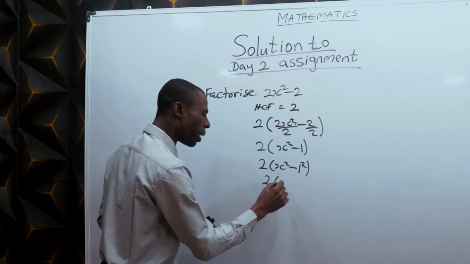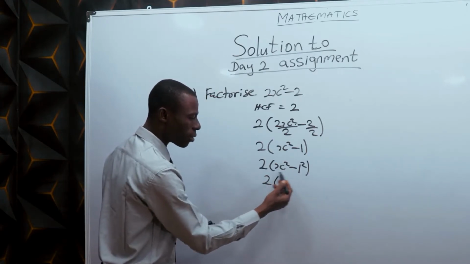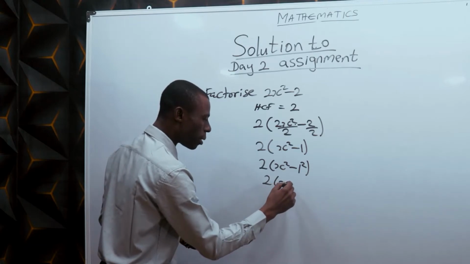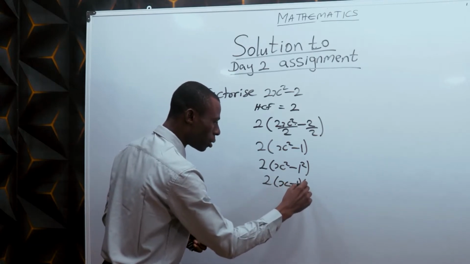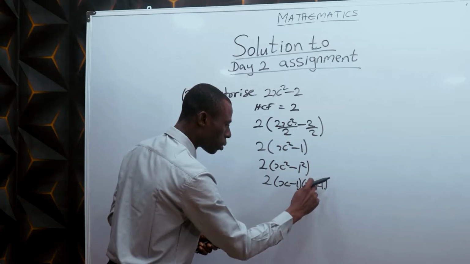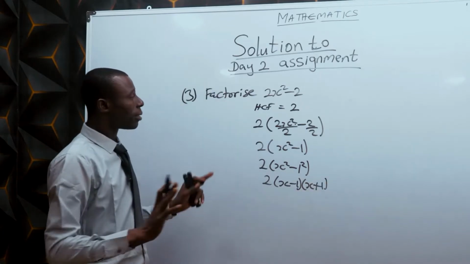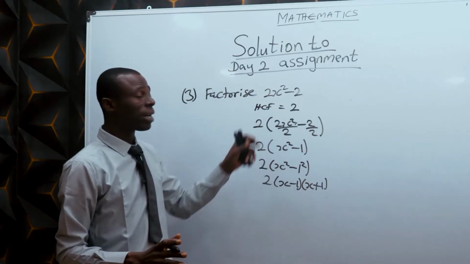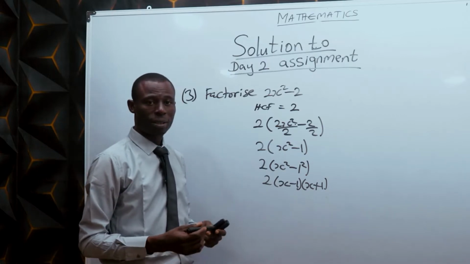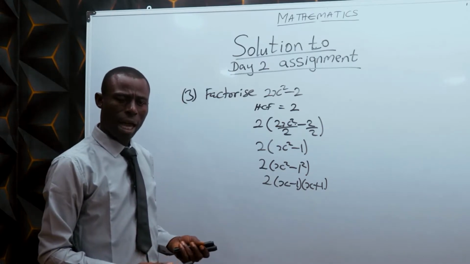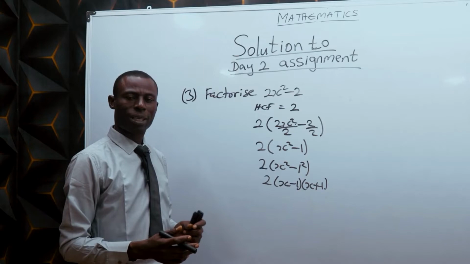So you remember that anytime you have something like this, it is x minus 1 into x plus 1. And that is it. We have been able to factorize 2x squared minus 2. This is the answer. I hope you understand it. How many of you got it actually?